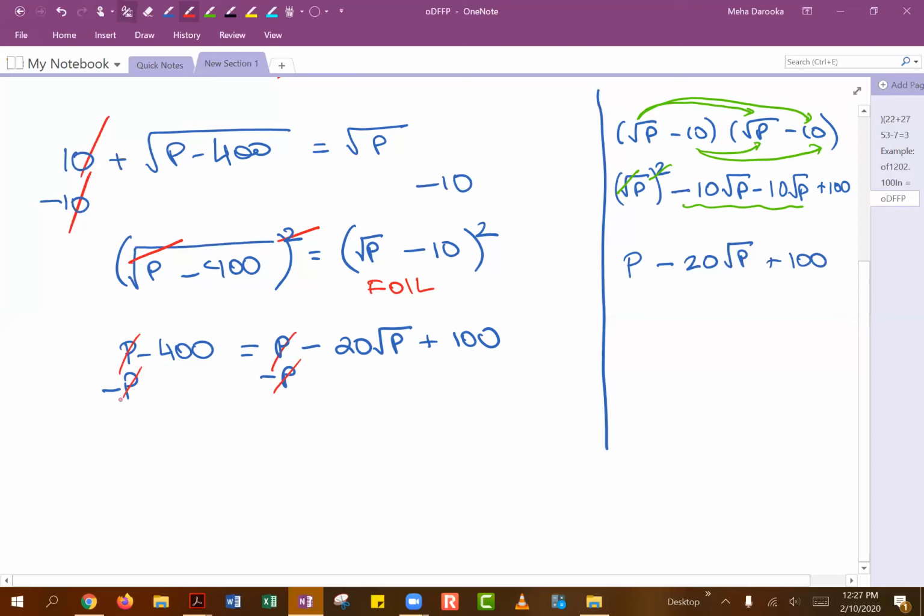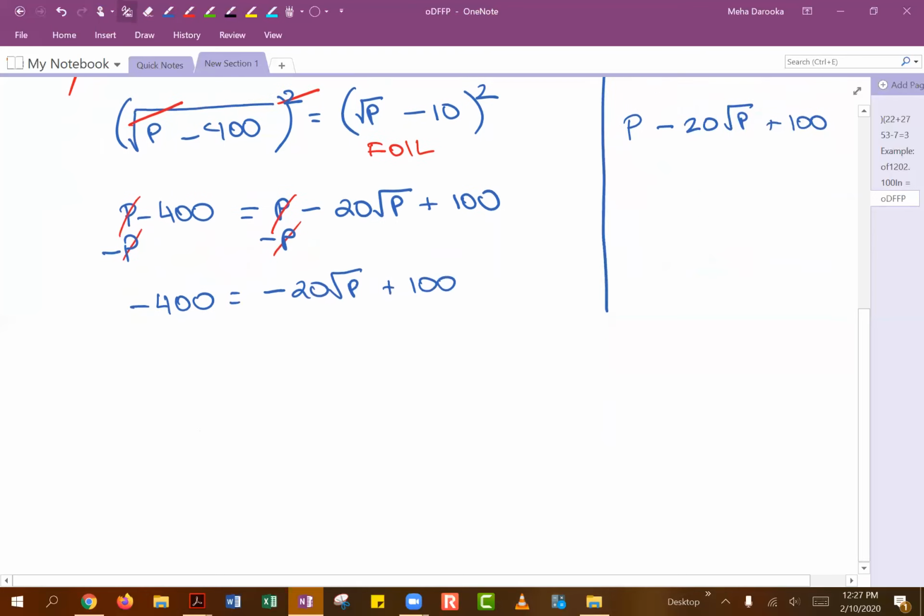Yeah, because that p will cancel out. Negative 400 equals negative 20 square root of p plus 100. What can you move next? Very nice. So subtract that 100, move it to the left. Good.